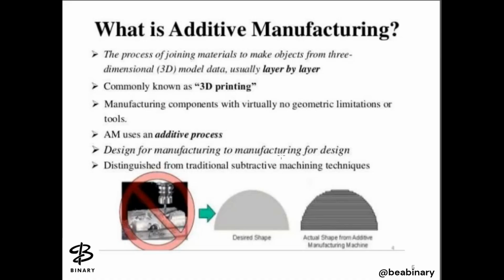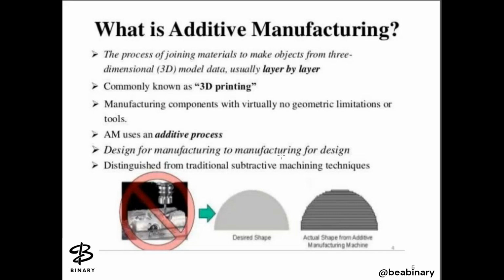So now, what is additive manufacturing? Actually, what is it? It is the process of joining material to make objects from three-dimensional model data, always in the form of layer by layer. So why is it named 3D printing? Printing means, just as printing gives us an exact copy of what we see, the same thing will be seen in the printed form.